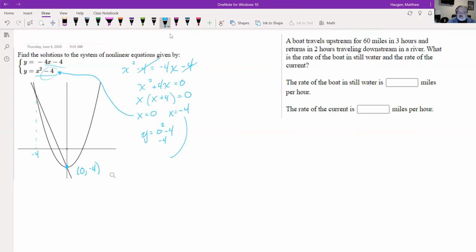And then for that one, y equals -4 squared minus 4, which is 16 minus 4, so 12. So that point up there is at -4, 12.